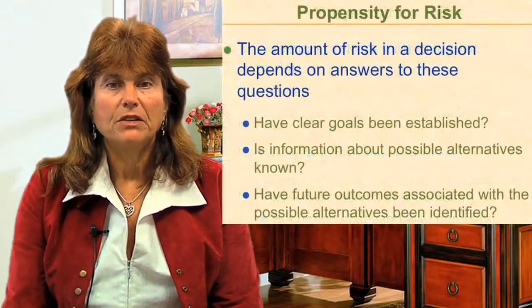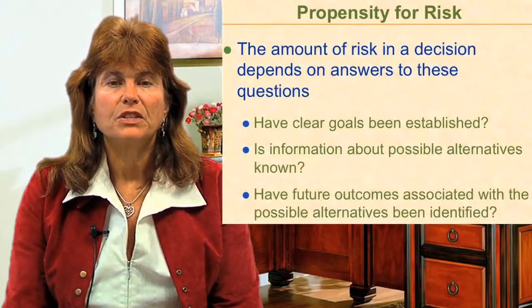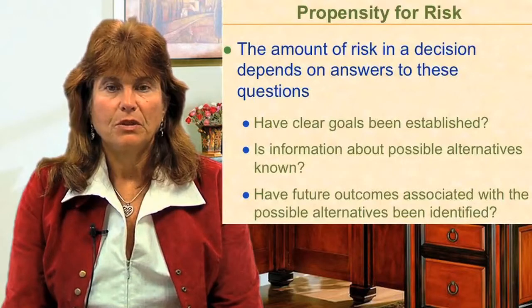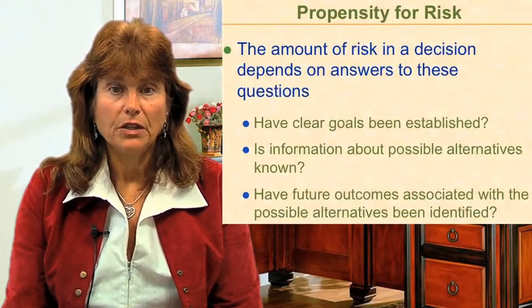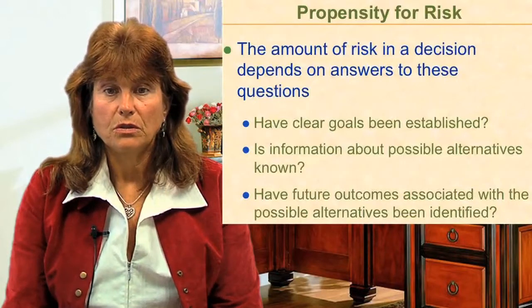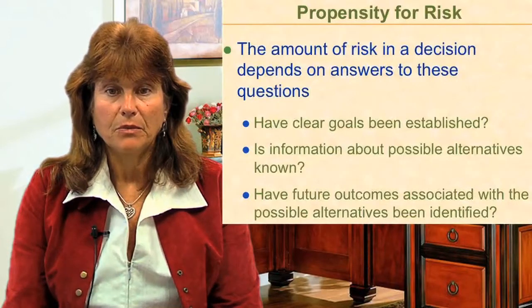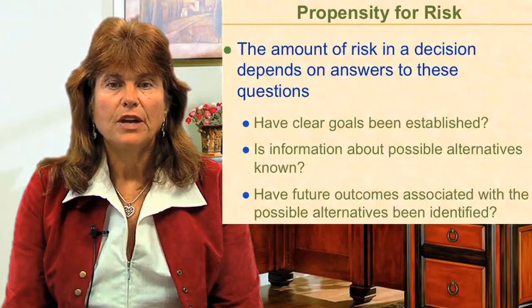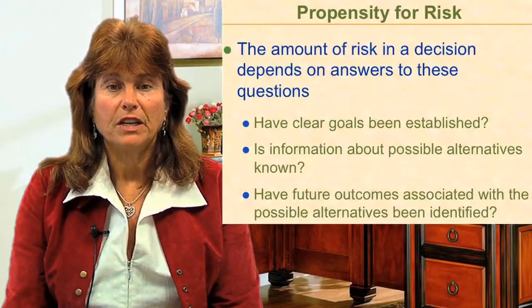When you have a propensity for risk, the amount of the risk in a decision depends on answering some of these questions. Are the goals clear? Is information about the alternatives known, in terms of when you do implement them, do you know what's going to happen? And have future outcomes associated with the alternatives been identified? Remember we said that decisions aren't made independently. If we know what impact that might have, it might be important.